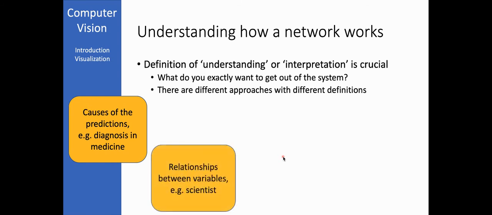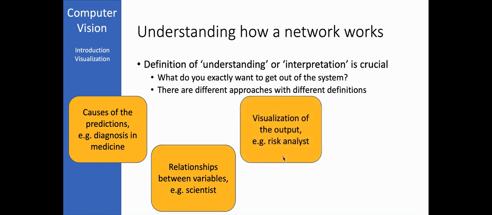Very related to this, if I'm a scientist, I might be interested in identifying relationships between variables of a complicated system, right? If I'm a risk analyst, I might be actually interested in visualization of the output. So my interpretation of the neural network might actually really mean I want to visualize the prediction and visualize the output in relation to different inputs and really understand and build a mechanism or build a strategy based on these predictions.